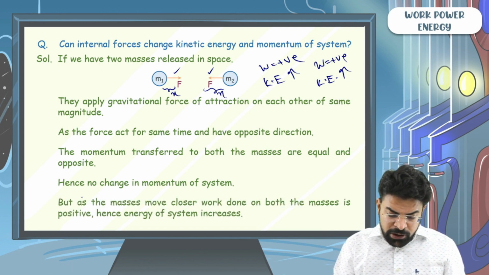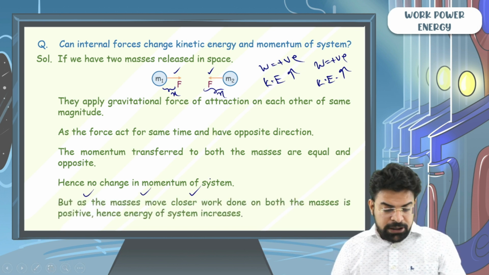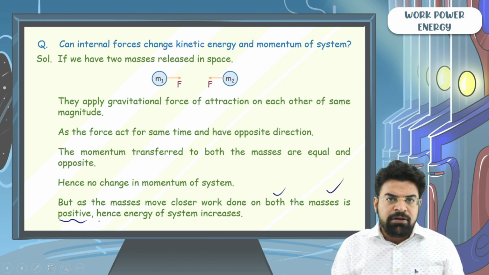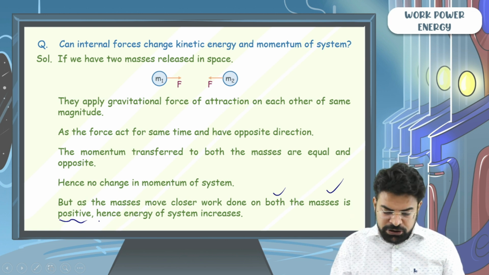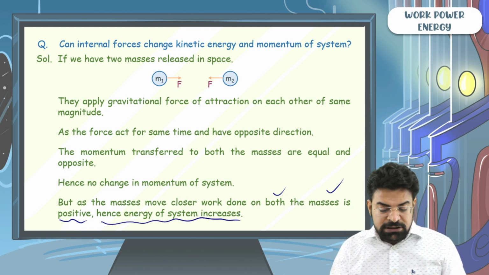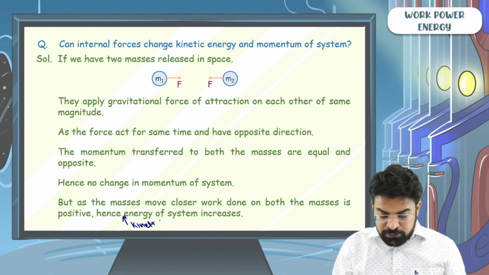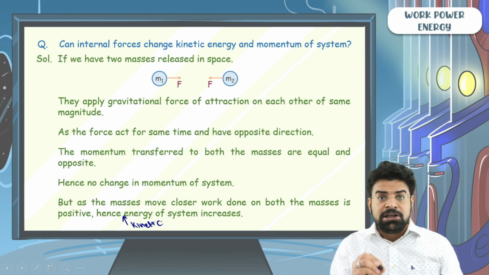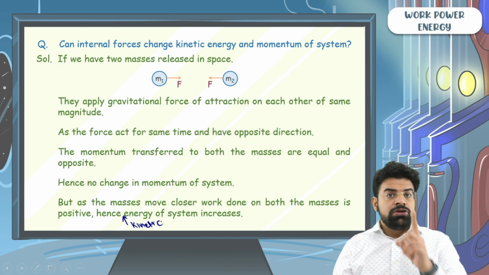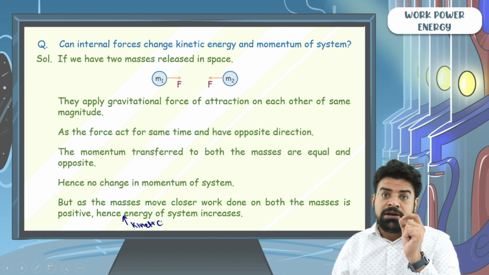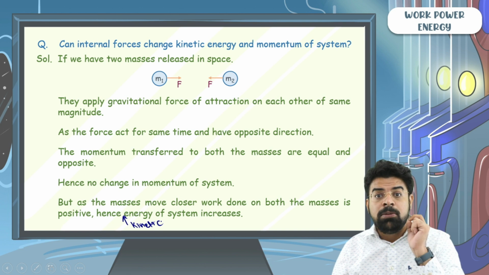So as the masses move closer, the work done on both the masses by the force of gravity is positive. Hence, kinetic energy of the system increases. So, internal forces can change the kinetic energy of the system, but internal forces can't change the momentum of the system.